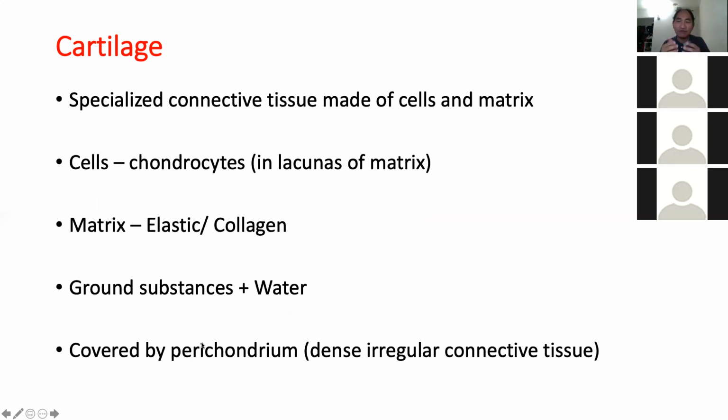So cartilage is also covered by another form of outer lining, equivalent to the periosteum. Cartilage is covered, surrounded by the perichondrium. Of course, peri, around, chondrium, cartilage.